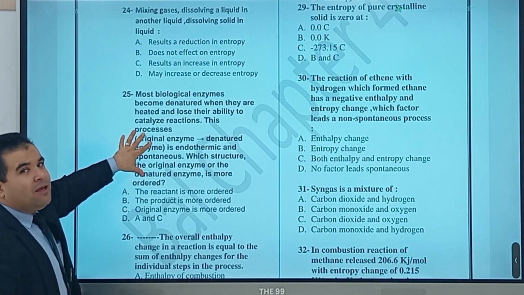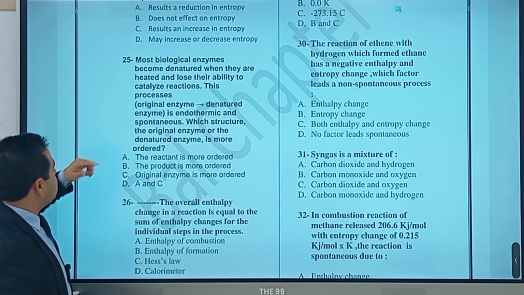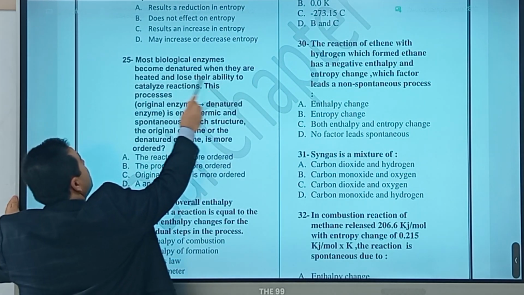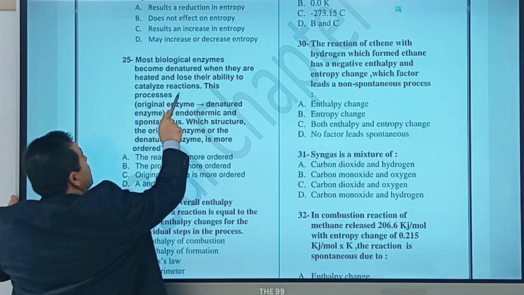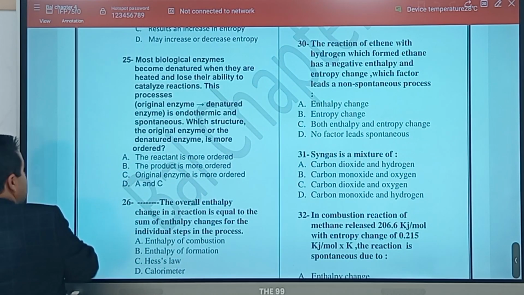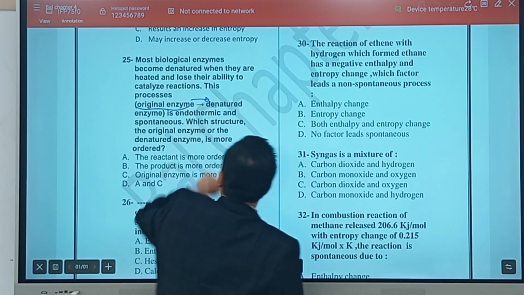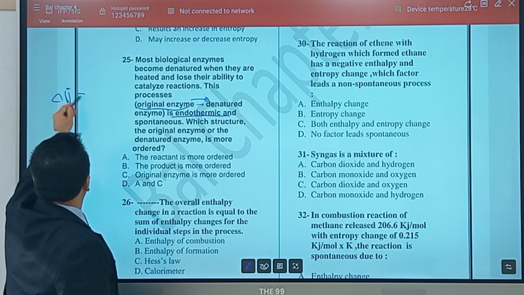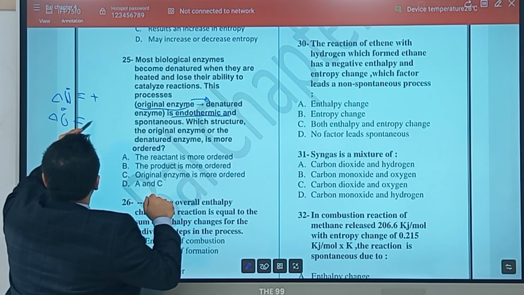This is, guys, the critical thinking of the section review. Most biological enzymes become denatured when they are heated and lose the ability to catalyze reactions. What is this process? The original enzyme going to the denatured enzyme is endothermic. So delta H is positive. And spontaneous means delta G is negative.